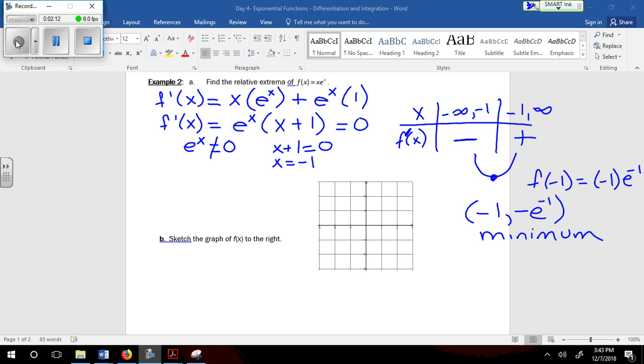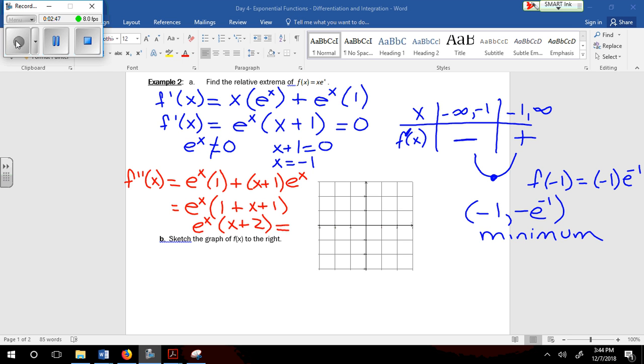Now, if we want to graph the function, then we want to see where it's concave up and concave down. So we're going to find the second derivative. We're going to use the product rule again. So e to the x times the derivative of x plus 1, which is 1, plus x plus 1 times the derivative of e to the x, so that's e to the x. So we end up with e to the x times 1 plus x plus 1, so e to the x times x plus 2. So we're going to set this equal to 0 to find our critical points for concavity.